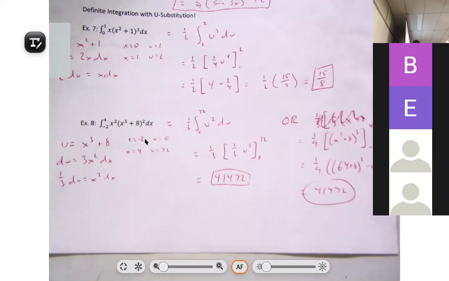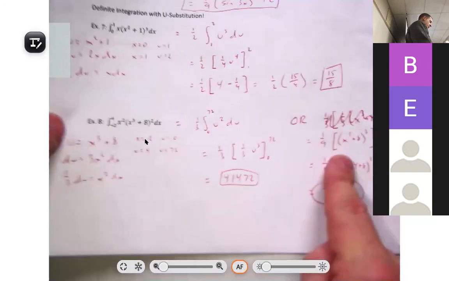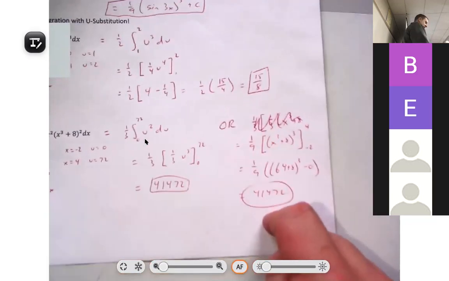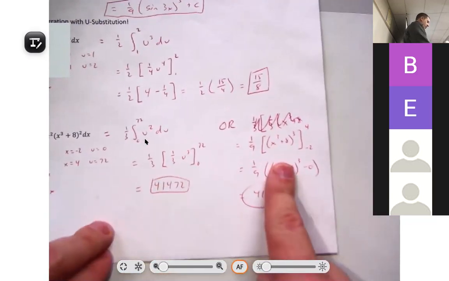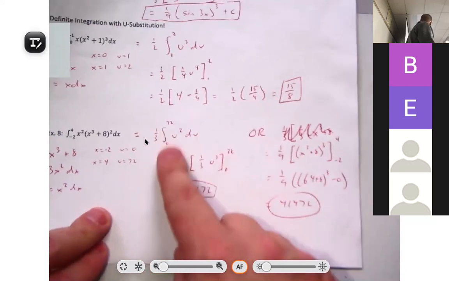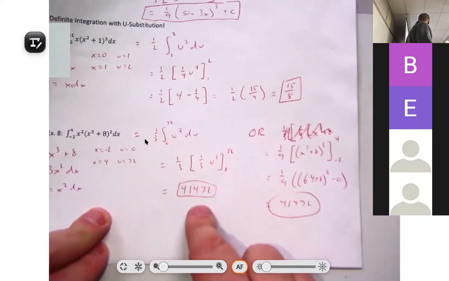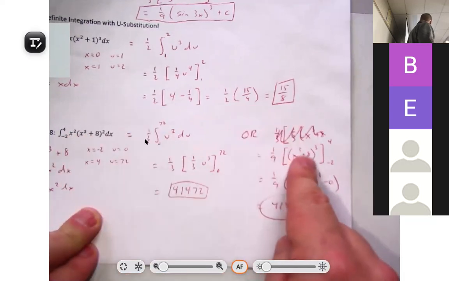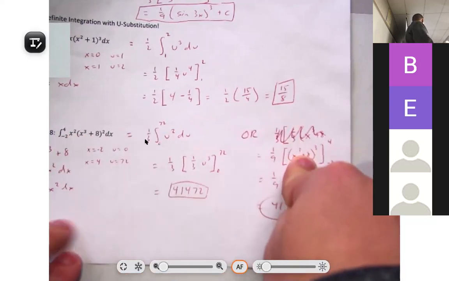So at the end, you don't need to plug the u function, the x cubed plus 8, back in. If I'm doing a definite integral, I would not plug the x cubed plus 8 back in for you. It's not wrong. That's why I was showing two different ways you could do it. You could either change your limits and keep it all in terms of u throughout the rest of the problem, or keep the original x's and plug your x stuff back in. You could do it either way.